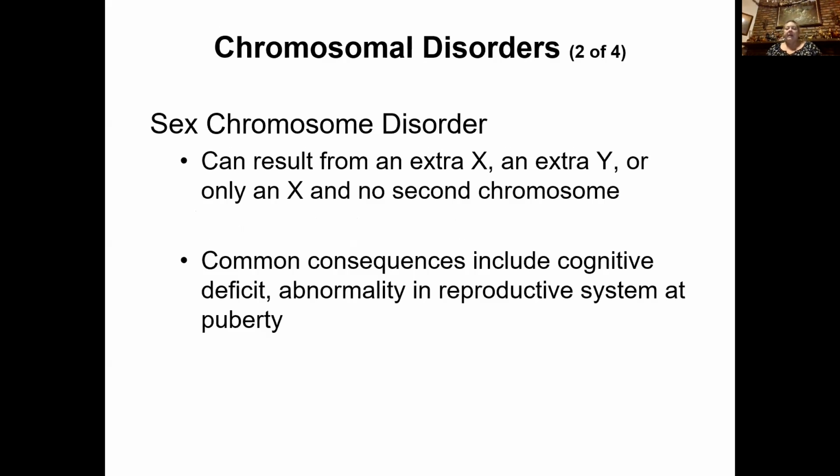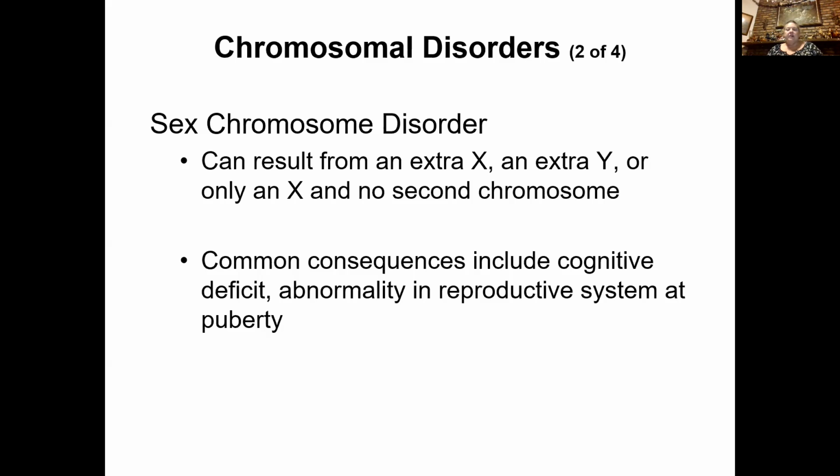Okay, as I mentioned earlier, one of the problems that we can see with chromosomal disorders is that we will have the wrong number of chromosomes. When we're talking about the sex chromosome disorders, we are talking about an extra X or an extra Y, or sometimes just one X instead of that second X. So, for example, a male would normally be an X and a Y. They may have XXY or XYY, or a female might just have one X and not the second X.